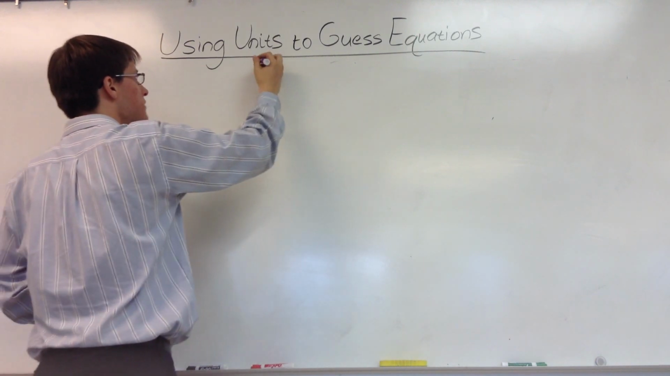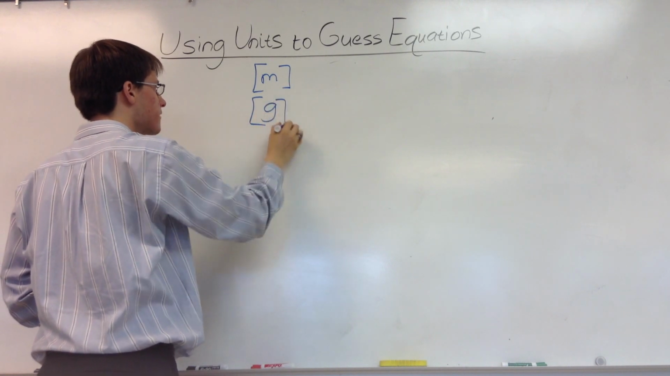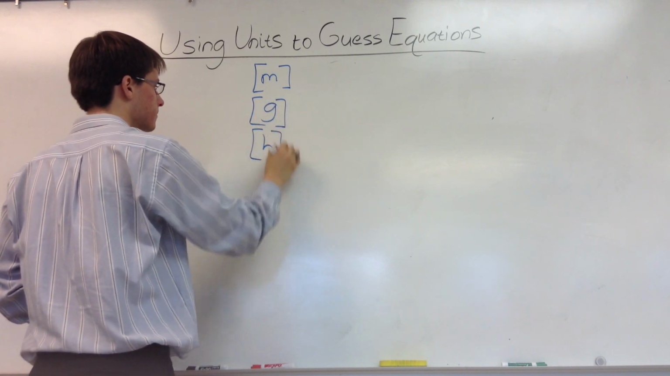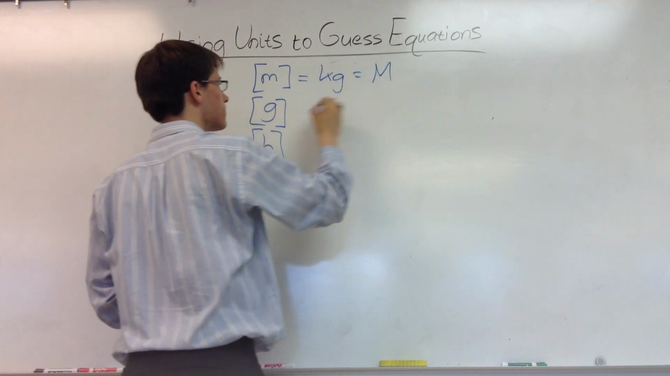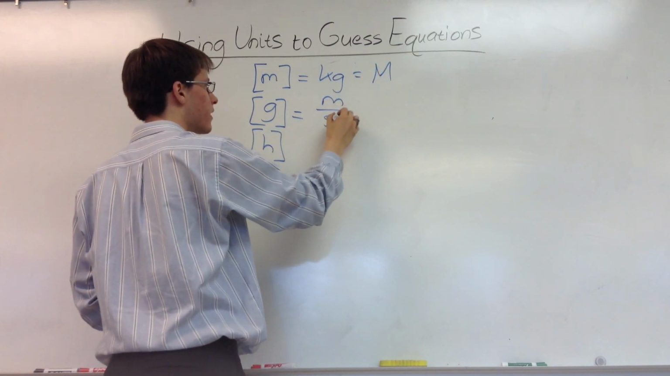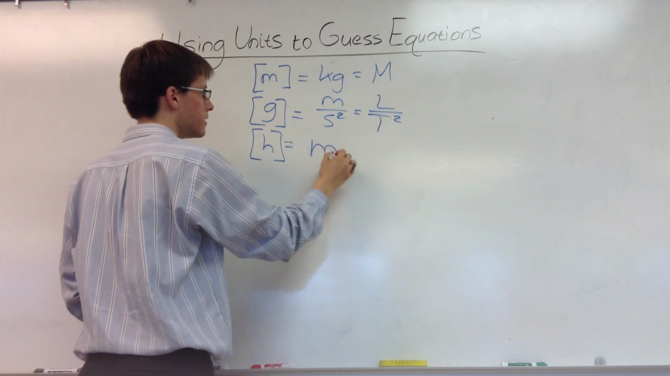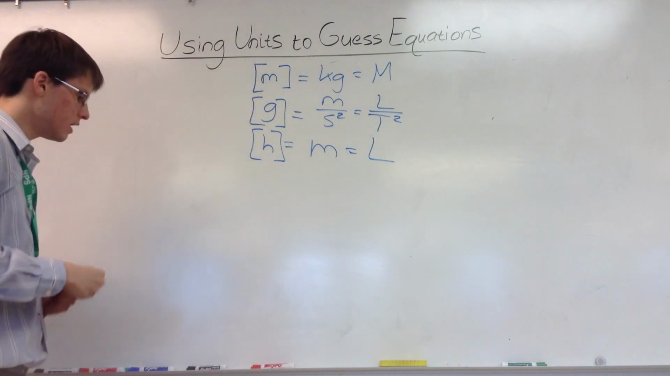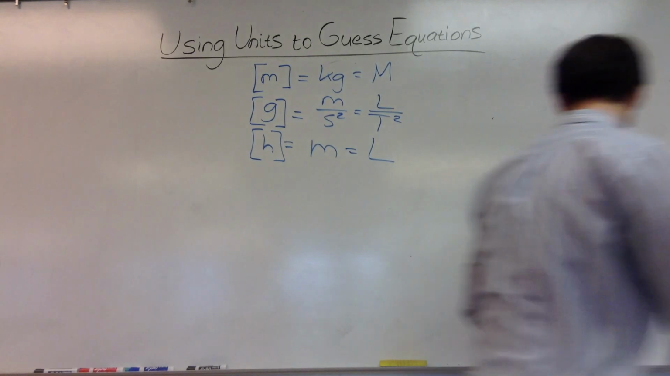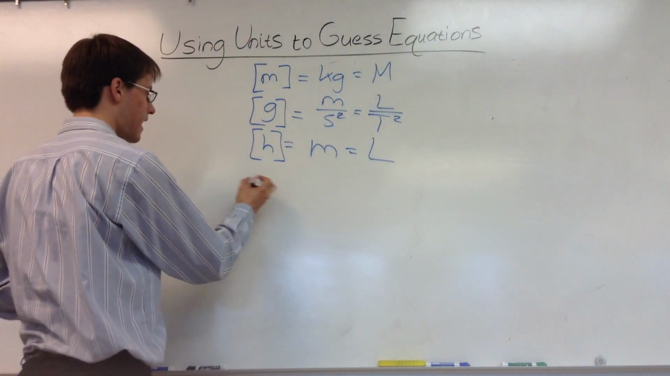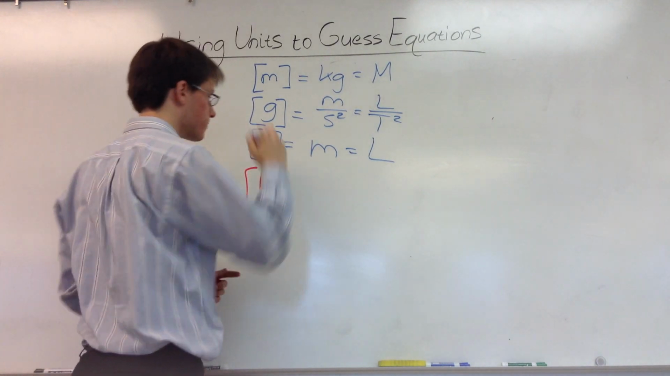Suppose I give you a mass, I give you the acceleration due to gravity, and I give you a height. This has units of kilograms, or mass. This has units of meters per second squared, or length divided by time squared. And this has units of meters, or length. And I want you to use that to find an energy, which I'm going to write as U. We'll learn why later on in the course.